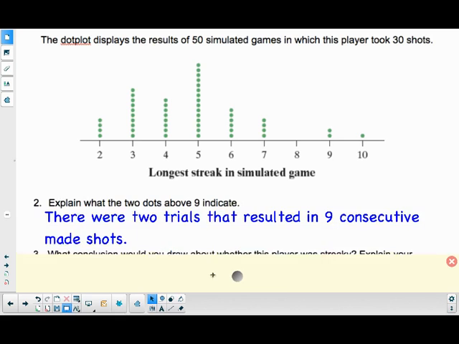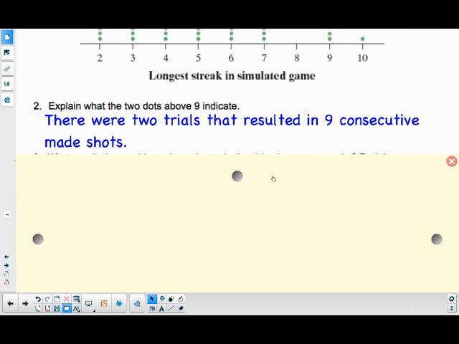Explain what the two dots above the 9 indicate. So there were 2 trials that resulted in 9 consecutive made shots. Each one of these dots represents having flipped a coin 30 times and recording the longest streak that was observed. So a lot of work went into this simulation, a lot of coin flipping, because each dot represents one trial, which involves 30 shots, and then recording the longest streak.